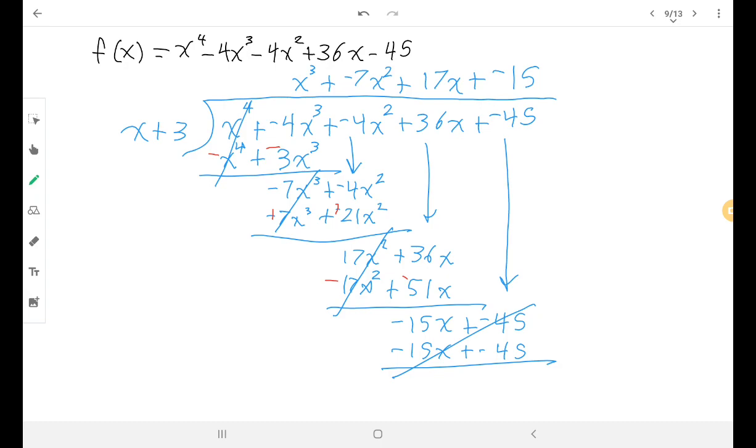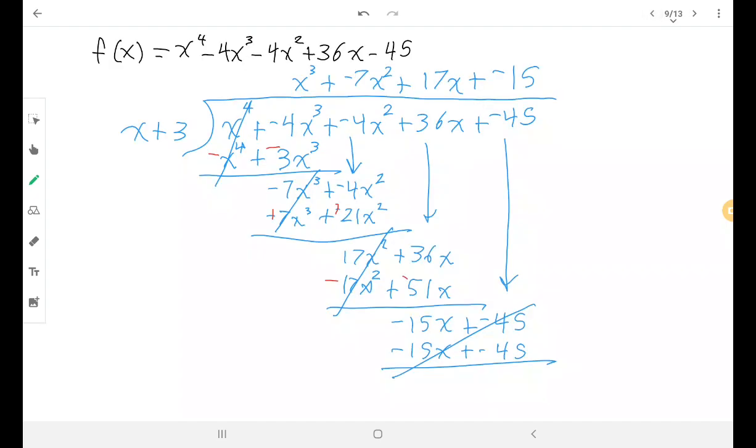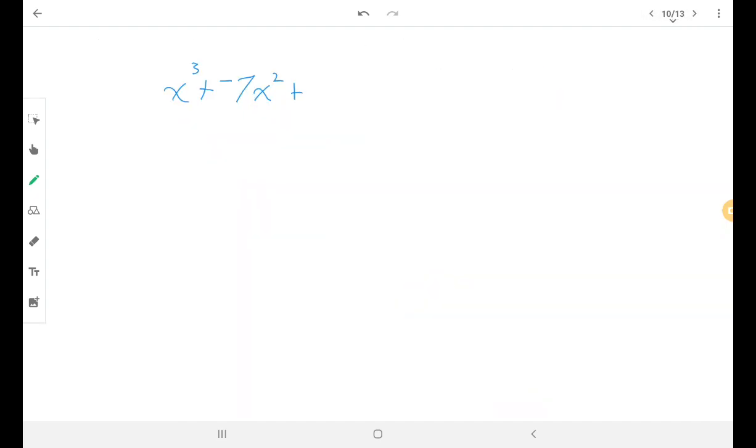So let's see, that's x cubed plus negative 7x squared plus 17x plus negative 15. And now let's do the long division with the other one that we're pretty sure we know, which was x minus 3. That's because on the graph we had an x equals negative 3 and an x equals 3, looking like those were both x-intercepts. Okay? So now we need to make x cubed.